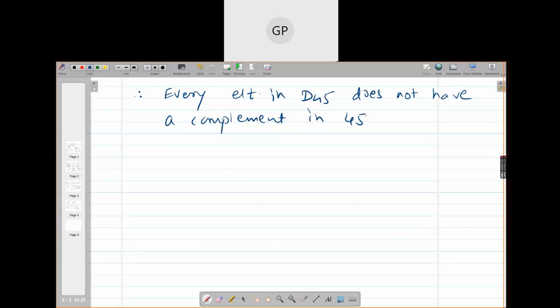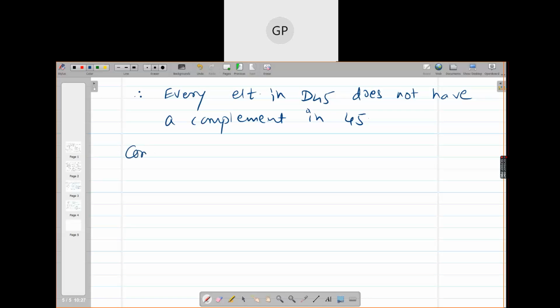Now 5 minutes are remaining, girls. You rejoin back. We will have the lecture up to 10:40. I want to take attendance and we will define what is a complemented lattice. That is what is remaining now. So we had two examples: D30, where each element has a complement, and D45, where each element does not have a complement. Okay.